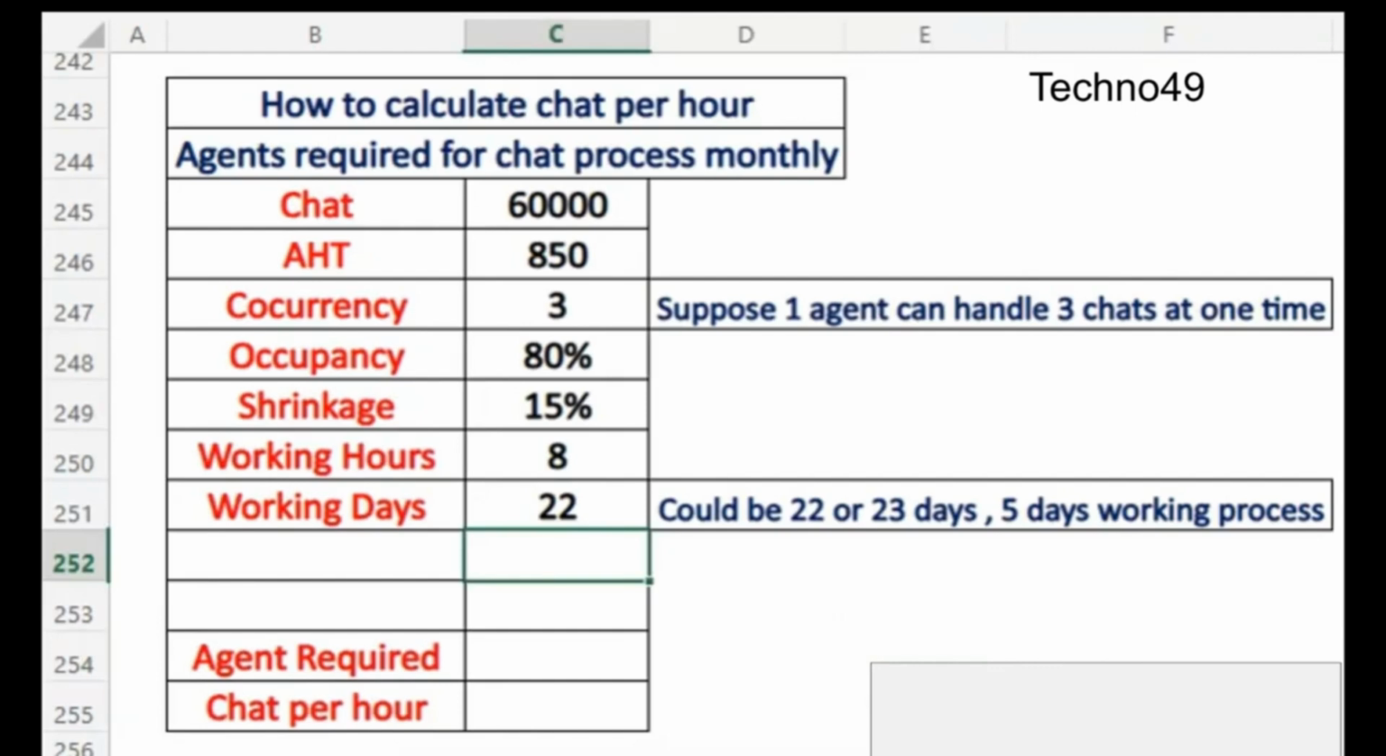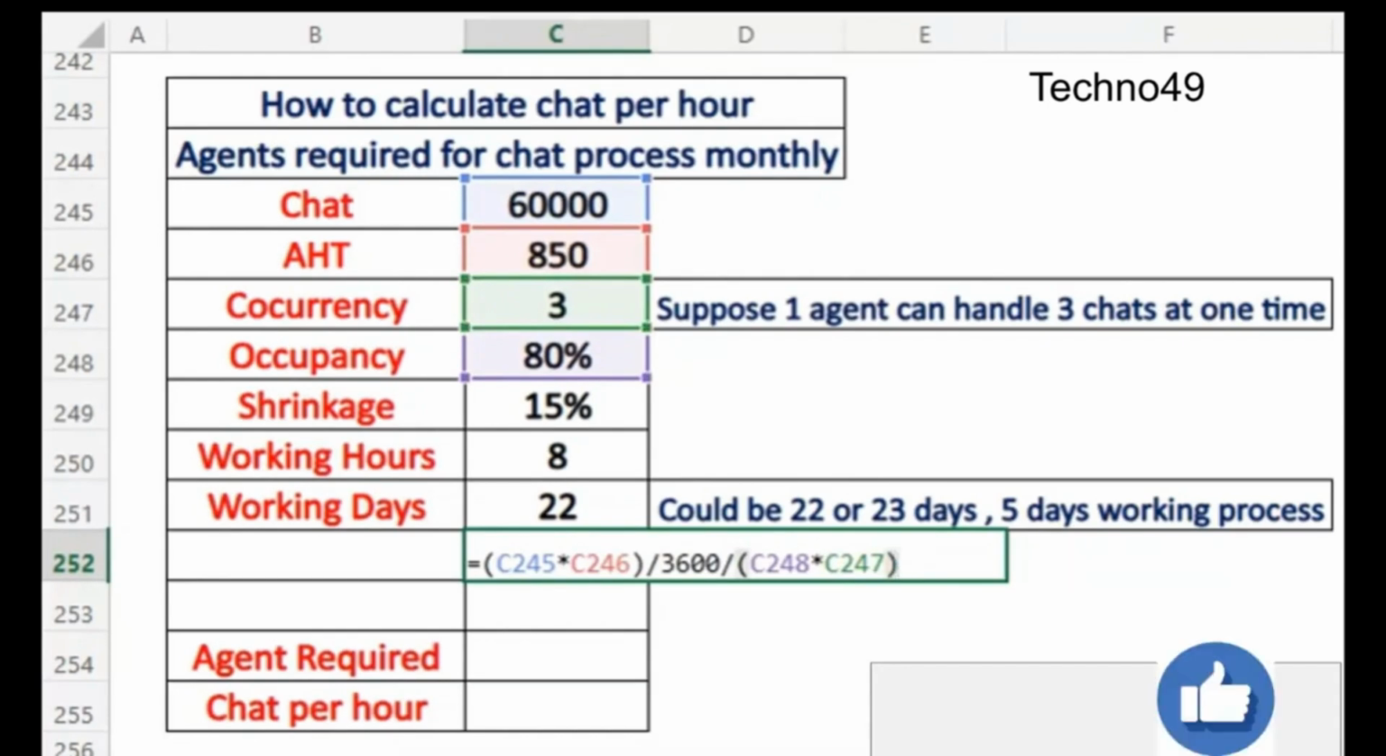So now let's do the calculation. First of all, we have to apply the workload. So what would be the workload? Workload would be your 60,000 chats multiplied by your AHT (bracket close) divided by 3600, divided by (bracket open) your occupancy multiplied by the concurrency, which is 3 (bracket close). Then we have to apply the shrinkage, again divided by 1 minus 15%.